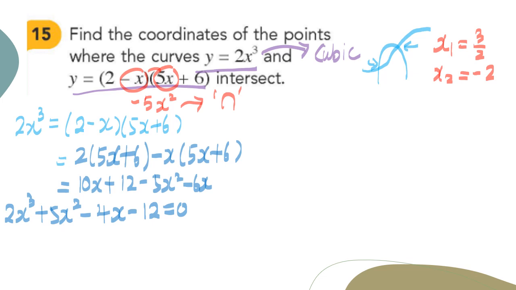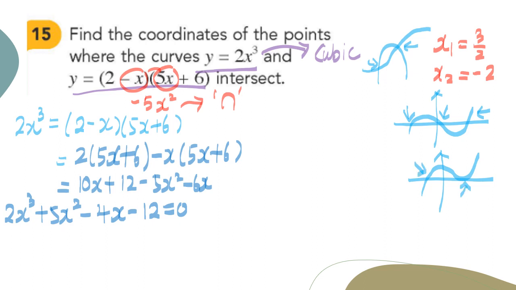Now, for a cubic equation, these are the three scenarios. You can have 3 real roots. Right, you can have 1 real root, and 2 real and repeated. So basically you still have 3 roots, it's just that one of them is repeated.